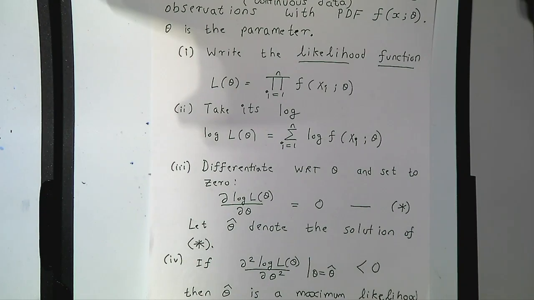The purpose of maximum likelihood is to construct point estimators. We talked about point estimators last week. And this is one method for constructing point estimators. There are other methods, but I will not talk about them in this course. Maybe in year 2 or year 3, you will learn about other methods for constructing estimators. So this is for continuous data.